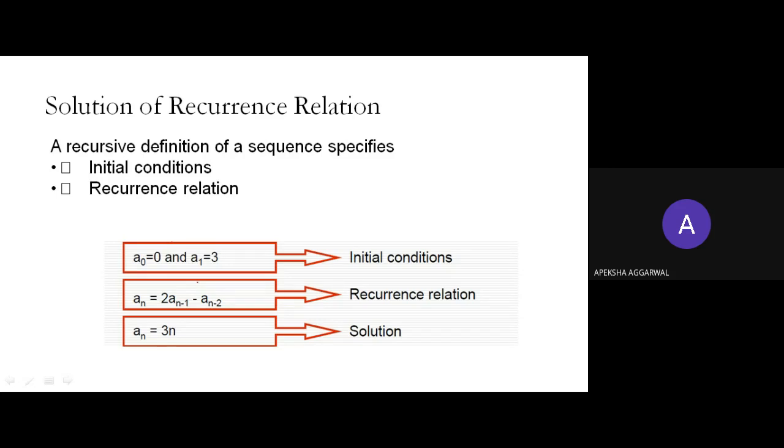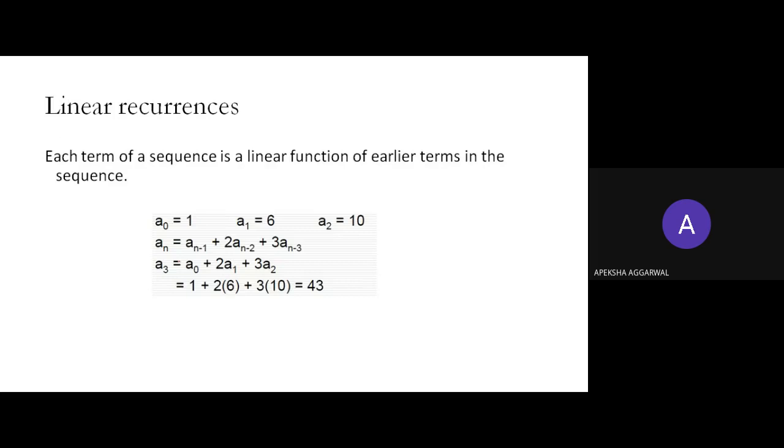Now the solution is an equals 3n. What is a solution? You can represent any number without a recurrence. So representing that function without recurrence is your solution. You don't want an to be dependent upon an minus 1 and an minus 2. That's why this is your solution, an equals 3n. Now a0 is given to you, a1 is given to you, and a2 would be 3 into 2, which is 6, and so on.